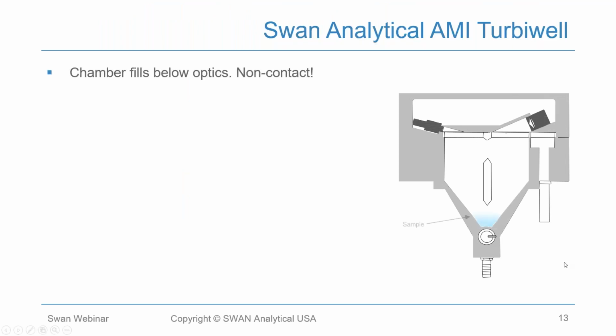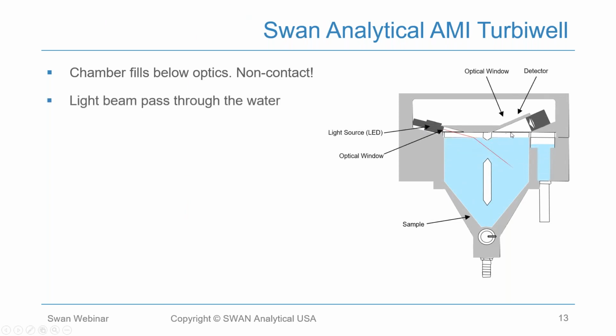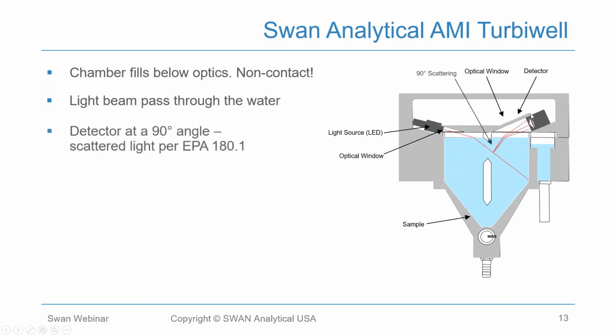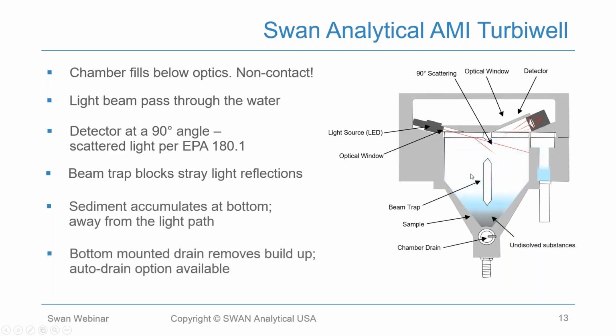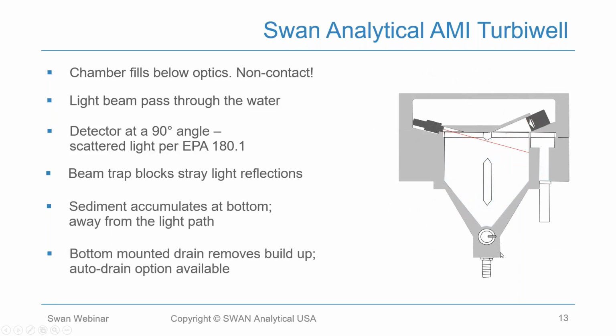So here's a little bit how this instrument works. As I said, water flows in through the bottom. You've got your LED light source and your detector. They never contact the water. The LED light source shoots a light. The detector measures it at a 90-degree angle per EPA 180.1. There's the beam trap that catches any stray light. All your sediment settles out to the bottom and away from the light path. And then, of course, the bottom mounted drain removes buildup. When you open that drain, it automatically flushes out, which is really nice.